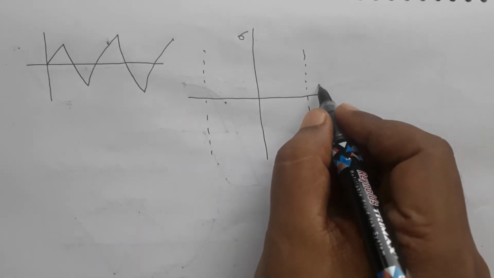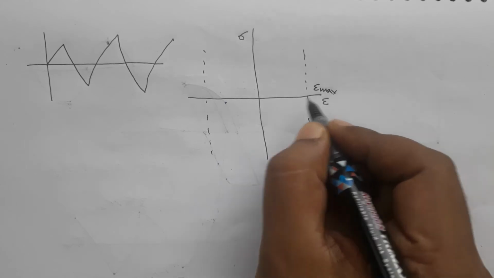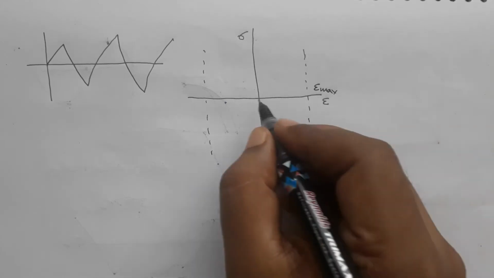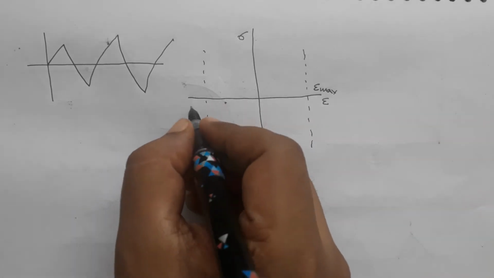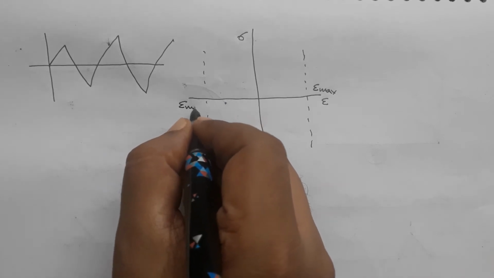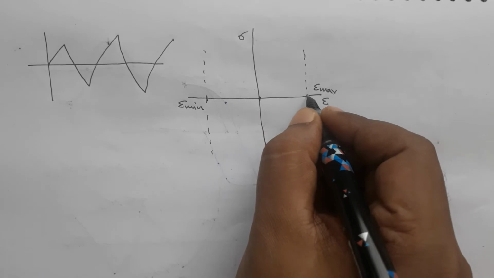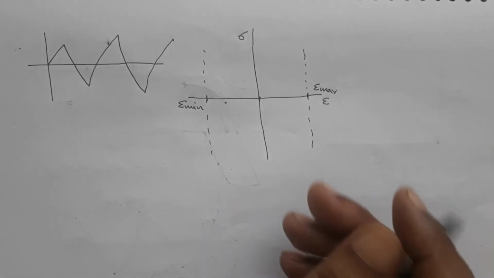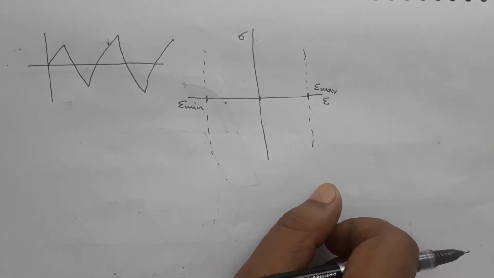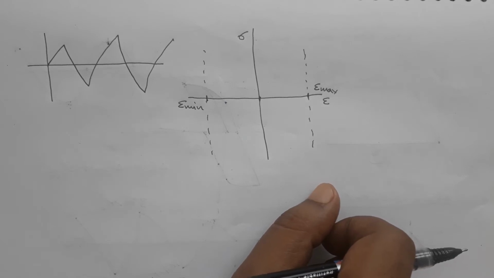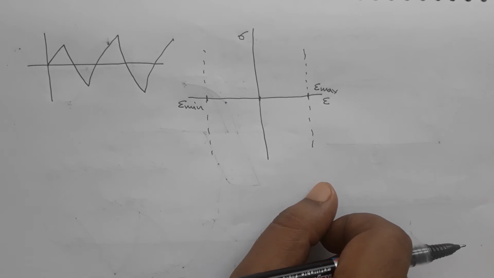So this is my epsilon max which I am applying in tension, and then I am applying epsilon minimum in compression. So mod of epsilon max is equal to mod of epsilon min. The sign is different because the R ratio is -1 and epsilon mean is 0 in this case.